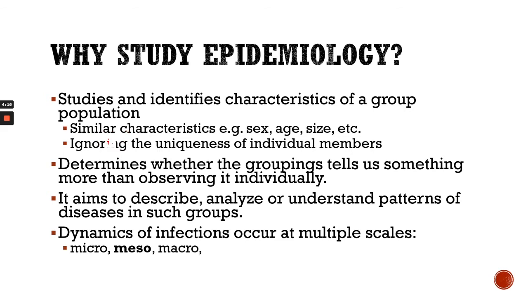Okay. So epidemiology studies and identifies characteristics of a group population. It studies the population as a whole, not the individual part. So what it looks at is a collective, say the community or a whole city or even a whole country. It actually groups population with similar characteristics such as the same sex, the same age, the same size, the same ethnicity maybe, etc. And ignoring also the uniqueness of individual members.